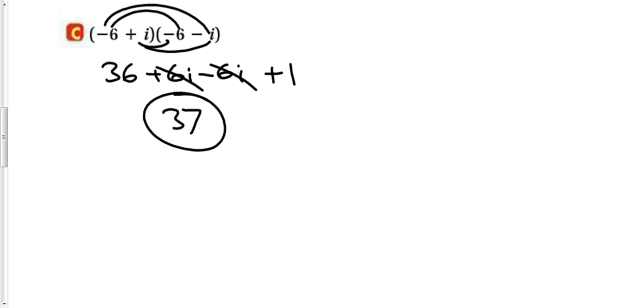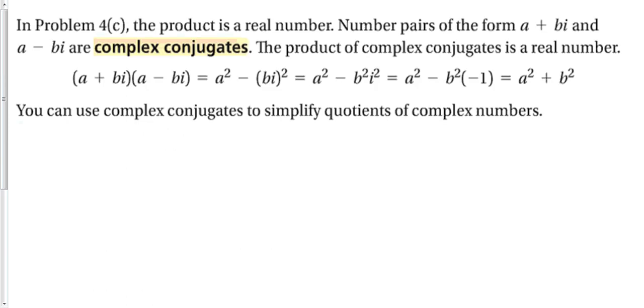So what just happened is that I multiplied two imaginary numbers together and I got a real number out of it. That is very important. Okay? And it shows me that I have something called complex conjugates. So in problem 4c, the product is a real number, 37. Number pairs of the form a plus bi and a minus bi are called complex conjugates. The product of complex conjugates is a real number.